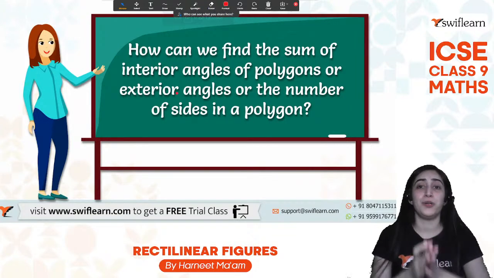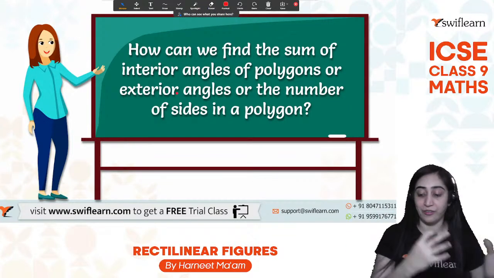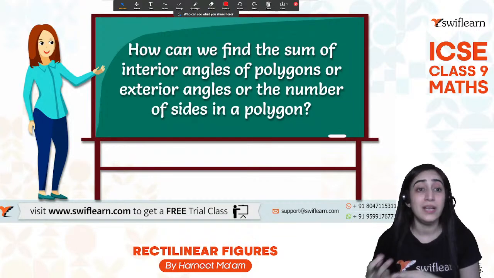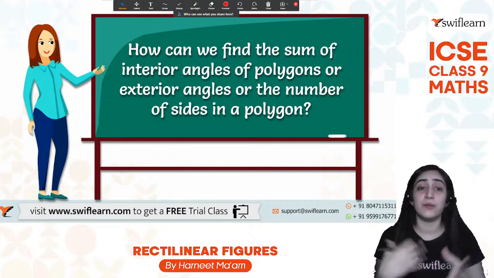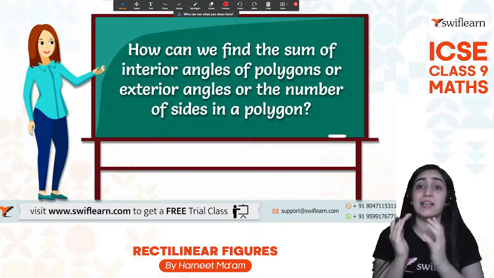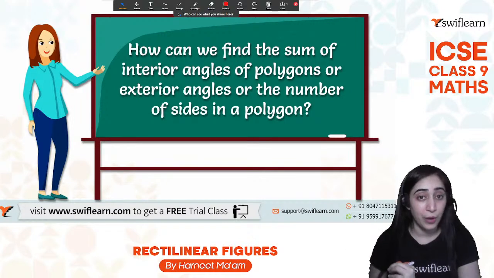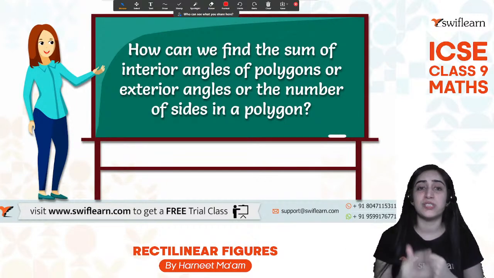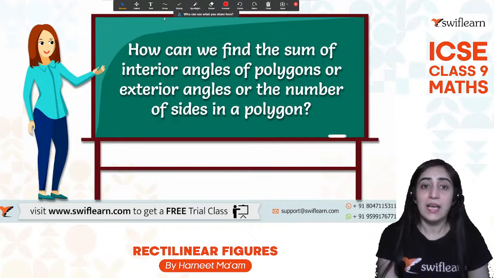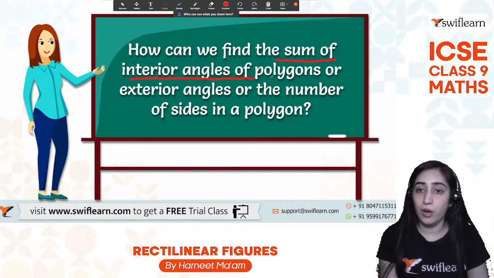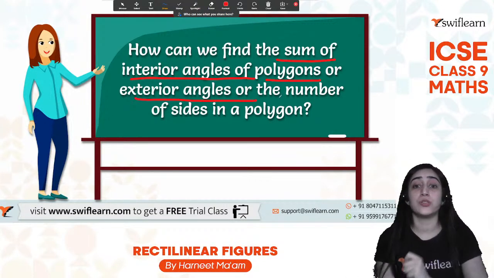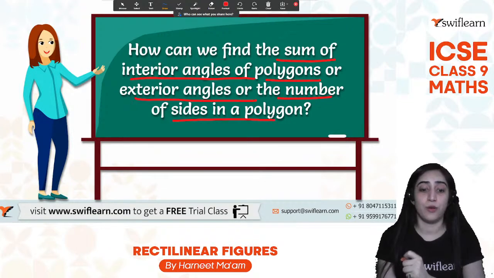Moving on to the next topic. So far, we were able to classify which are quadrilaterals and which are not. And even if it was a quadrilateral, we were able to find out whether it is a square, a rectangle, or a rhombus. All right. Now let's move to some other topic. How can we find the sum of interior angles of polygons and exterior angles of polygons, and also the number of sides of a polygon?